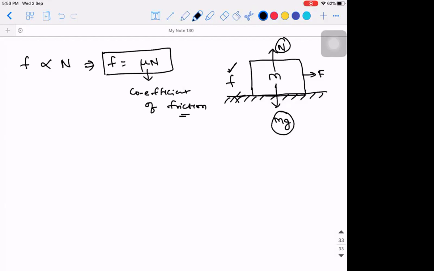You can either treat it like a formula or a concept. While we solve the problems, we will be applying this as the force, the value of the frictional force. This is defined as mu into N. Am I clear till this point? This mu is called the coefficient of friction.